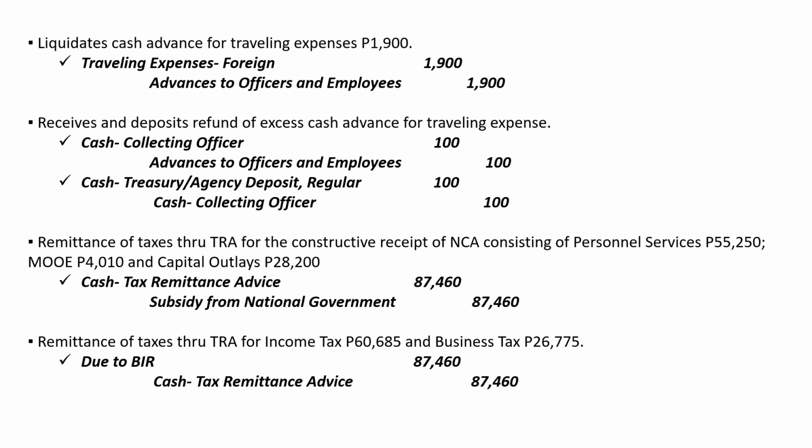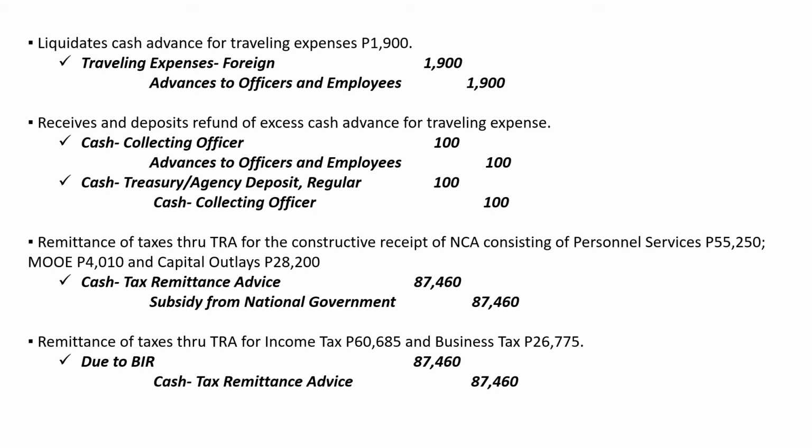Next transaction, receives and deposits refund of excess cash advance for traveling expenses. So there's an excess of 100 pesos. So we debit cash collecting officer. So ibabalik yun kay cash collecting officer, 100. Credit advances to officers and employees, 100. So at this point, parang na-close na si advances to officers and employees na 2,000. No? Next, we debit cash treasury/agency deposit regular 100, credit cash collecting officers. So to record the remittance of the refund of excess cash advance for travel.